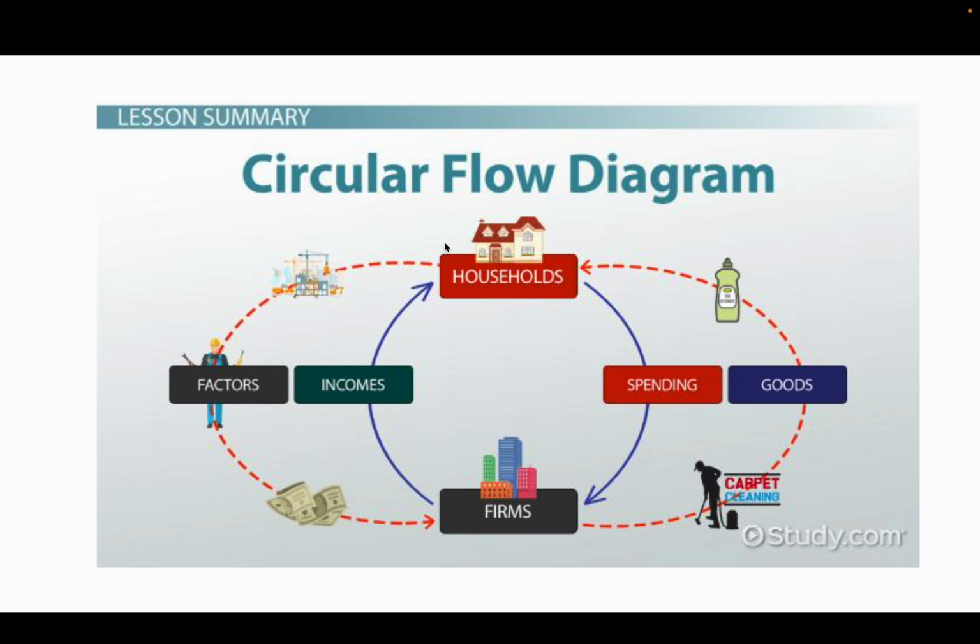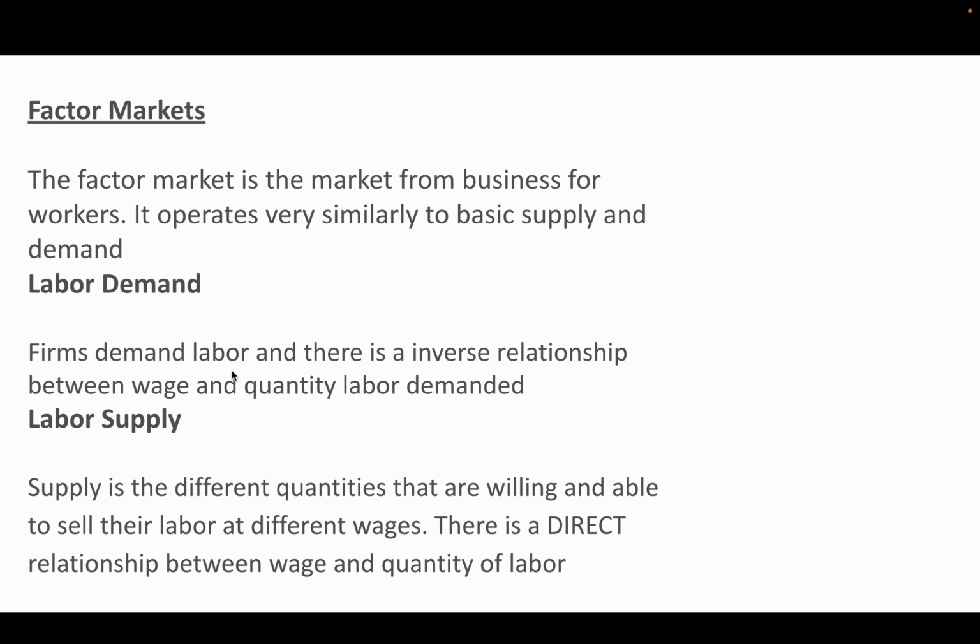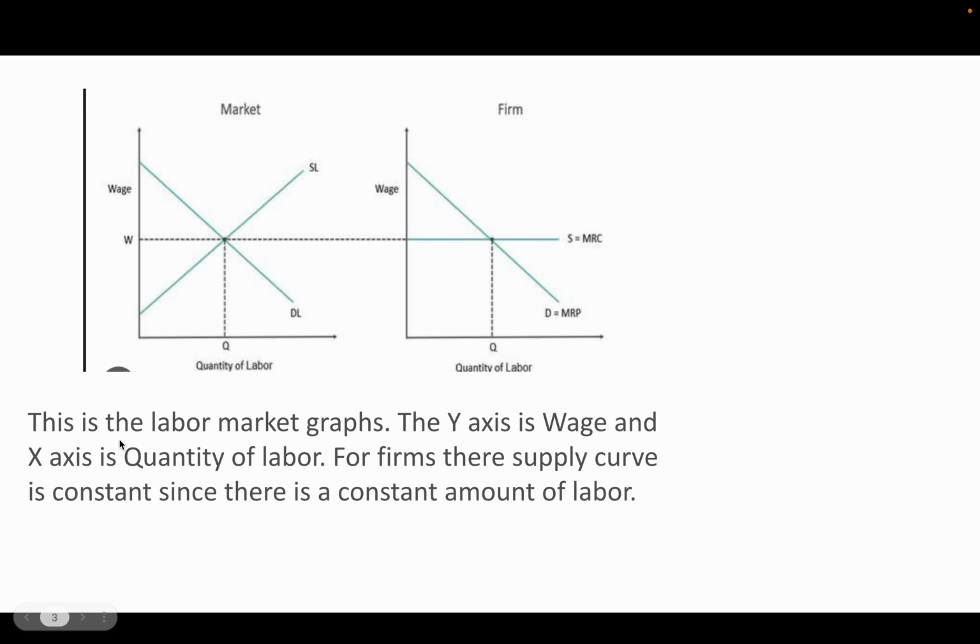Before, you've learned about households, you learned about individuals, how they're going to buy stuff based on utility and all those different things. You've learned about different firm structures. Now we're going to be talking about factors and the types of factor markets, okay? So basically, a factor market is the market for businesses for workers. So it works very similarly to basic supply and demand. You have labor demand and labor supply. And that's very similar to what we've done.